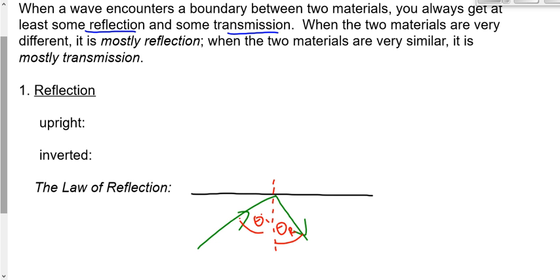So this is a 90 degree angle we have with the boundary. We call that the normal line. And our angle of incidence, theta I, or you could call it theta 1. I think we called it theta 1 yesterday, actually, didn't we? Doesn't really matter.